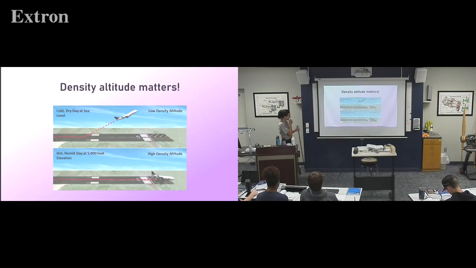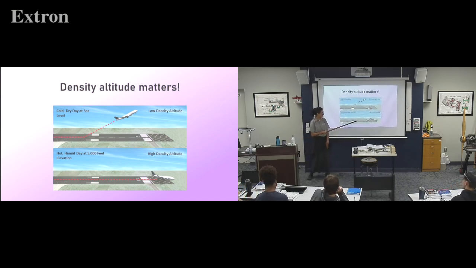And here we go. It's a cold, dry day at sea level. The airplane thinks, I'm nice and low. We've got high density, but it's a low density altitude. If it's hot and humid, the airplane thinks, man, I am high. I'm not getting good lift. My engine is not running good. Off the runway I go. I can't fly. He thinks he's at a very high altitude and he can't get the molecules he needs.